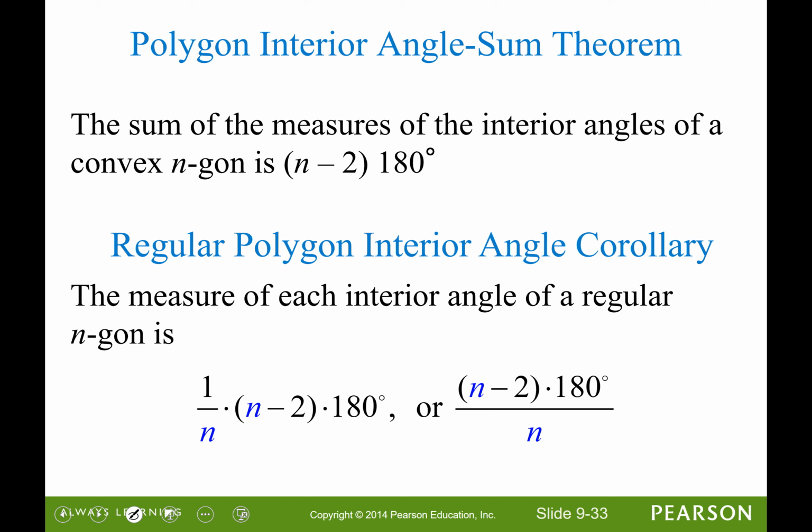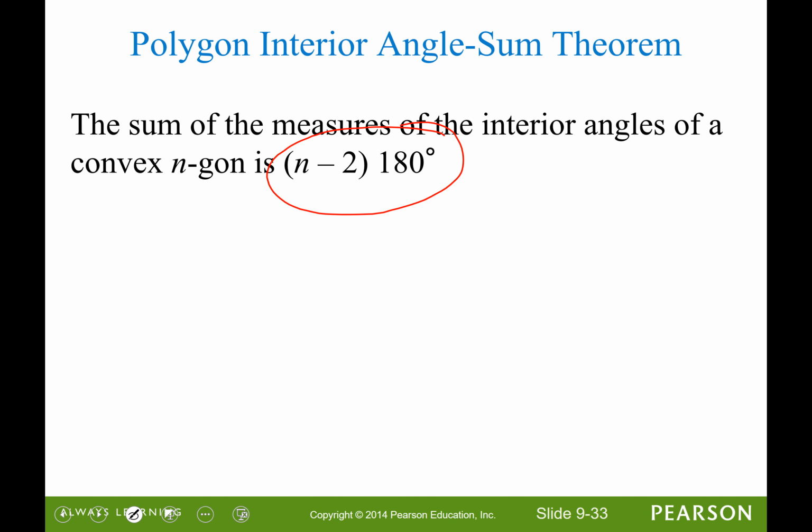One more before we practice with these. The regular polygon interior angle corollary is that the measure of each interior angle of a regular n-gon is the formula from above, okay? So (n minus 2) times 180, but then you divide that by the number of sides. And you guys have actually already worked with this. I hope you don't think it's brand new. You already know how to work with this with a triangle.